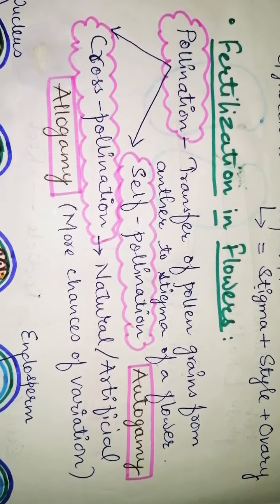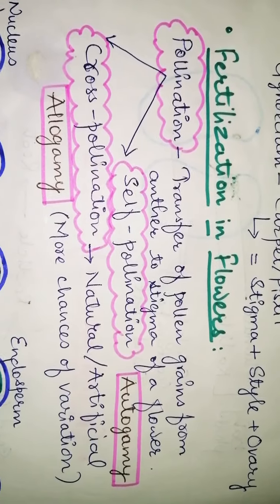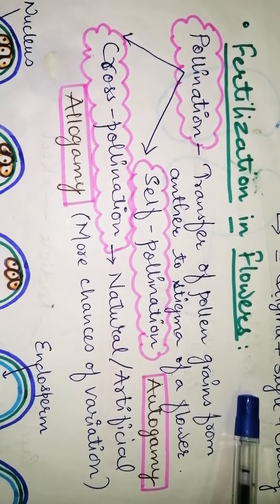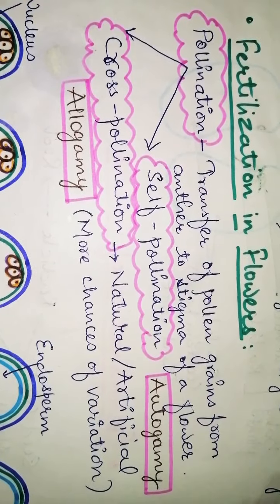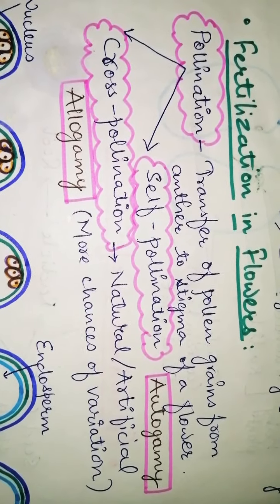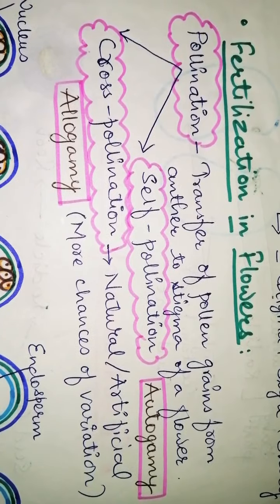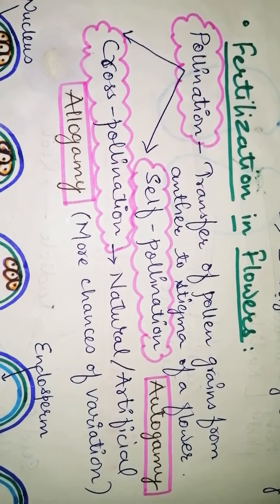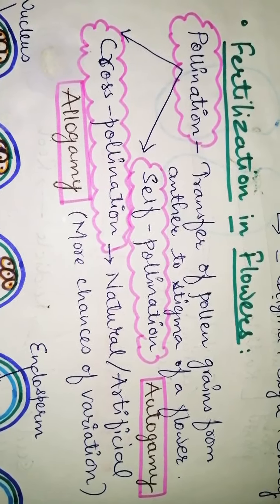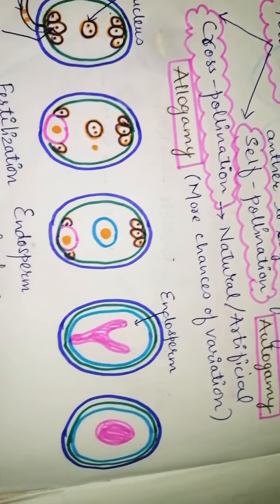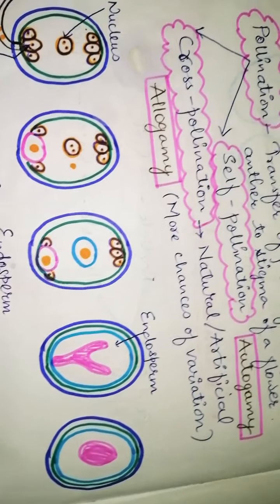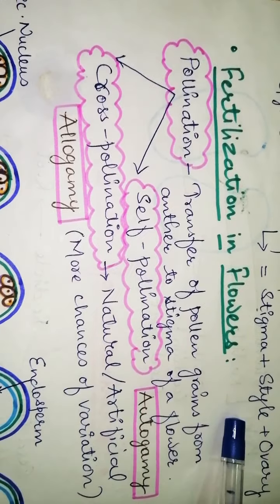Now let us talk about fertilization in flowers. Fertilization is the process in plants which gives rise to the new plant, the base of the new plant, or you can say from where the new plant germinates, that is the seed. Now how is this seed formed through this process of fertilization?